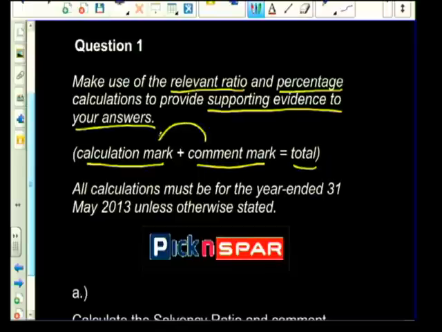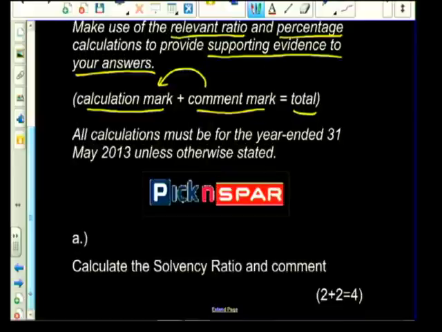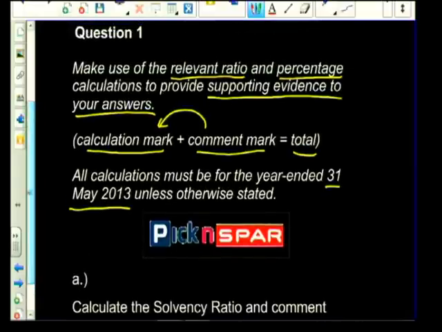So we're going to get marks for calculating the correct ratio, and then we're going to get marks for our comments. So we need to make sure that our comments are clear and that they relate back to the answer that we've calculated when we have worked out the ratio. It also tells us that all calculations must be for the year ended 31st of May 2013, unless otherwise stated. So we're looking at the 2013 balance sheet. Make sure that you read the instructions of the question carefully so that you know which year we are analyzing.